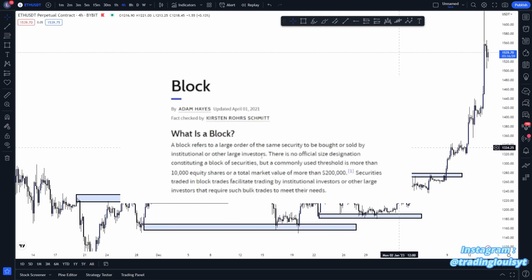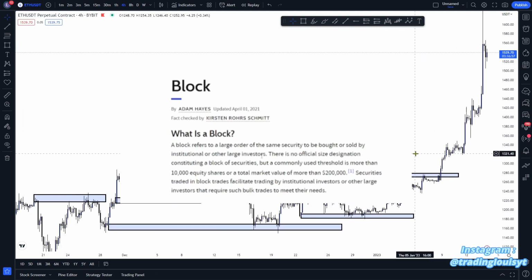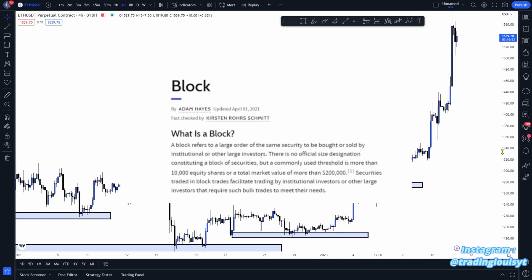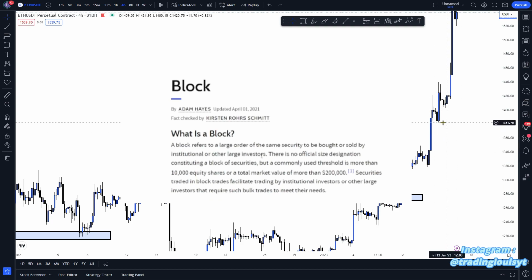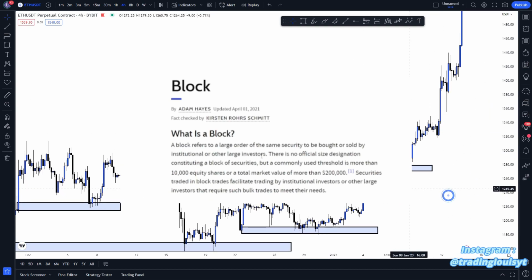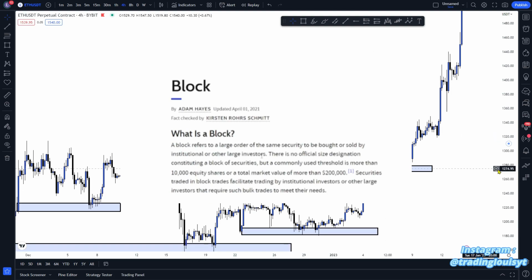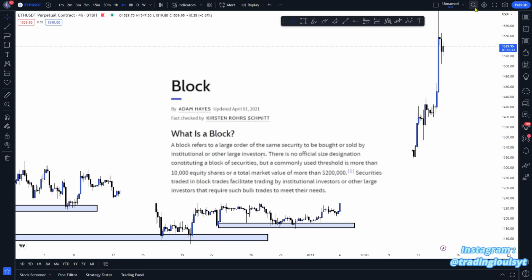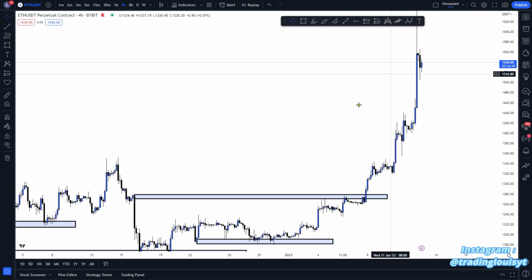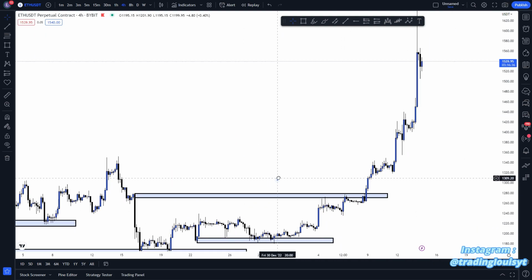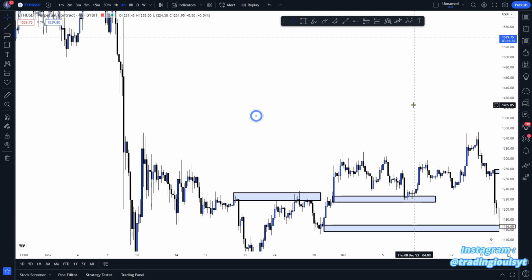So let's put it another way. Say Elon Musk wants to buy 100 million worth of Bitcoin. What will happen after he buys that 100 million worth of Bitcoin? The price of Bitcoin will shoot up, and once the price of Bitcoin has shot up, it will create an order block. So let's look at an example for you guys.